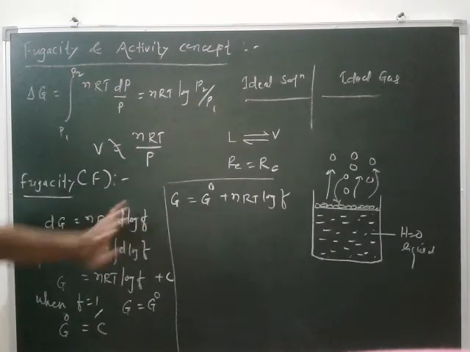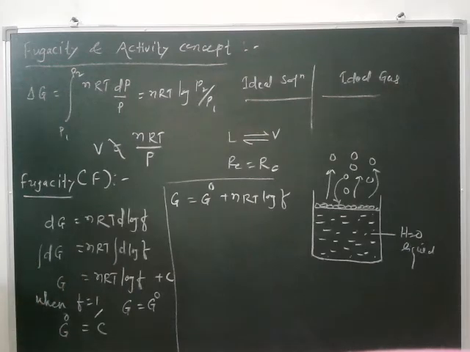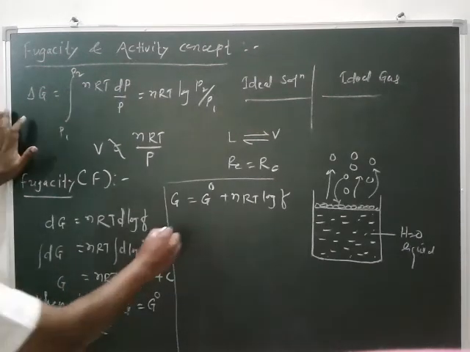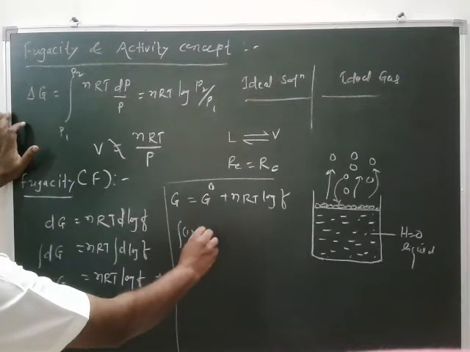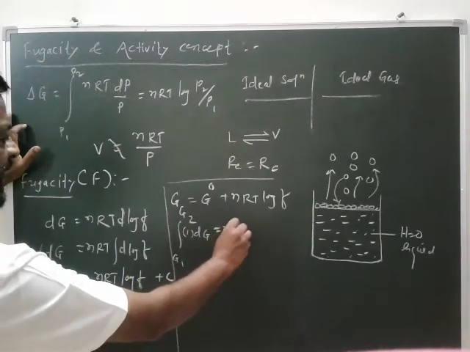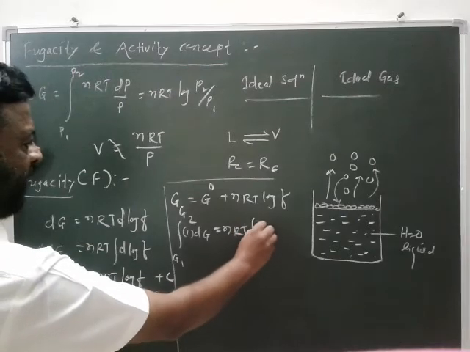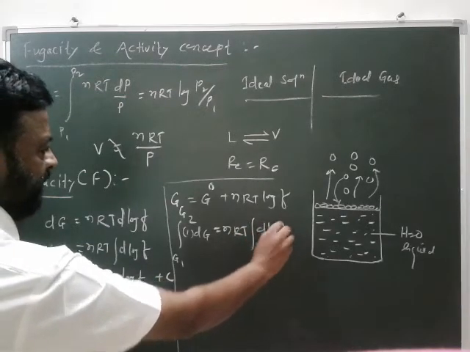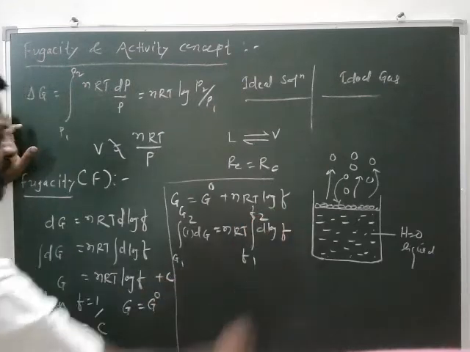This equation can be changed into this form, and if you integrate this equation within the limits, then the integration of 1 with respect to dG from G1 to G2 is equal to nRT times the integration of the derivative of log of F within the limits F1 to F2.